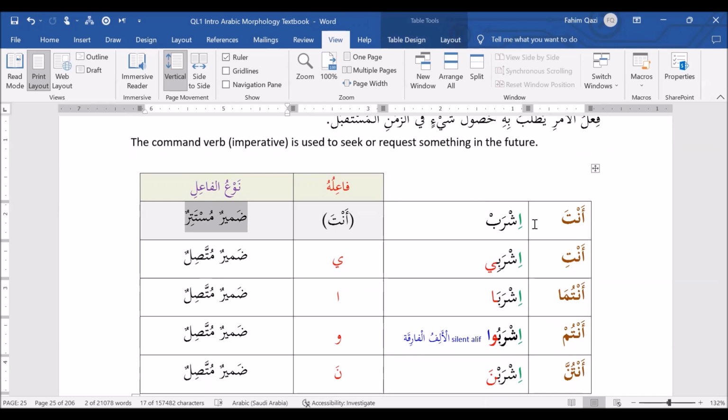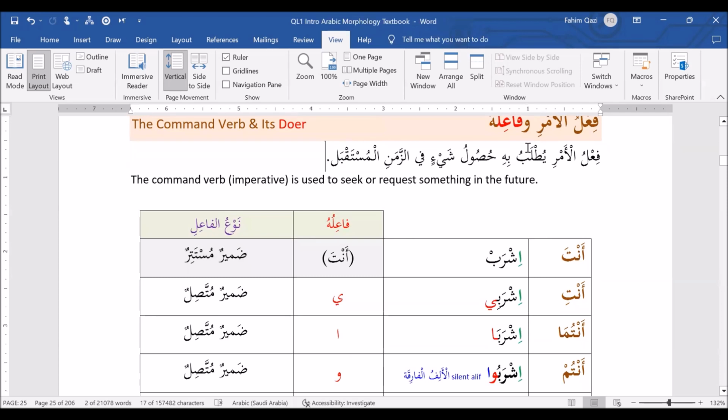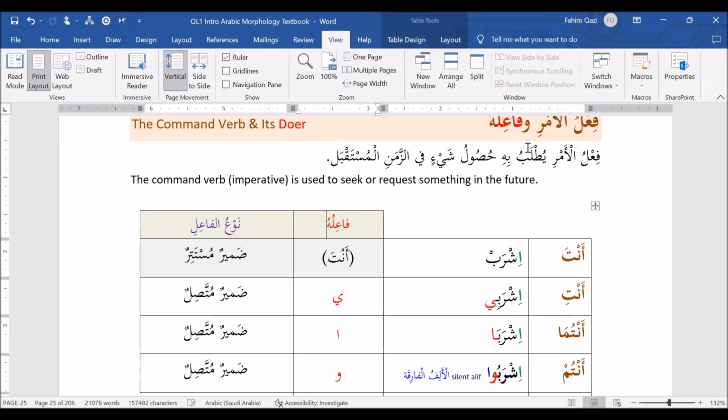And the reason why this is in the future, al-mustaqbal, is because if I tell you drink, when will you drink? In the past? No. Now, not at the time when I'm speaking. You'll drink right after now, even if it's a second after now. Anything after now is future, whether it's 1 second or a million years.